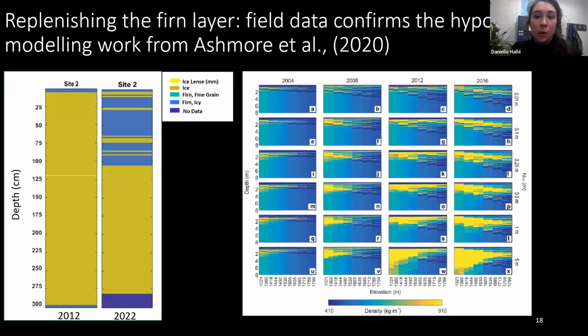So our results also confirm the hypothesis of modeling work from Ashmore and others in 2020, where they had predicted that in 1 or 2 cooler years, you can see this replenishment of the firn layer, and that agrees nicely with our results from field data.